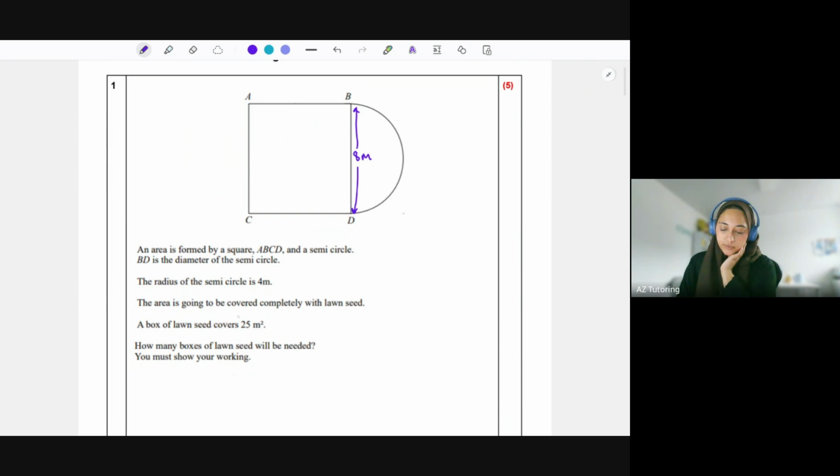The area is going to be covered completely with lawn seed. A box of lawn seed covers 25 meters squared. So you can see they've worked out area there, looking at the unit. So meter squared is area. How many boxes of lawn seed will be needed? You must show your working out.